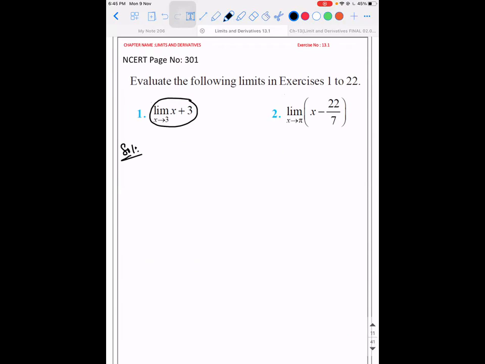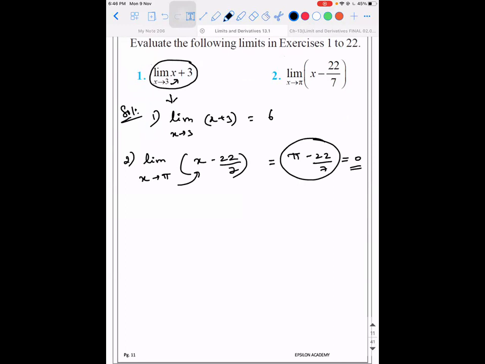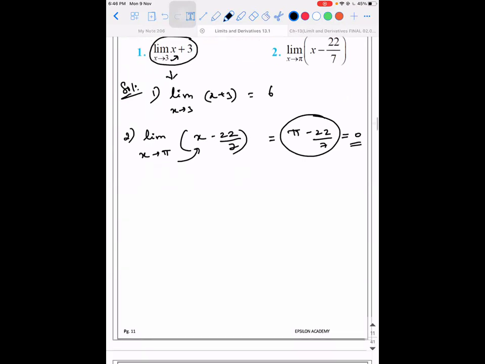So limit x tends to 3, x plus 3. So take 3 and substitute it here. Answer will be 6. Limit x tends to pi, x minus 22 by 7. So what is the answer? Take pi and substitute it here, pi minus 22 by 7. So if pi is taken as 22 by 7, answer will be 0. Okay. Next.